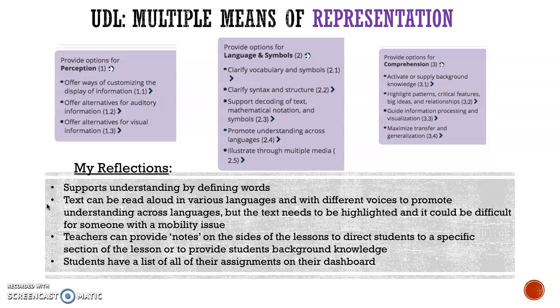But the text needs to be highlighted, and unless the student already has controls set up on their computer, it can be difficult for someone with a mobility issue to be highlighting all of that text, because even when I go through to do it sometimes, I have a lot of challenges getting things to stay highlighted while I click all the buttons. It can be a little bit challenging. Students can also make notes for themselves, and teachers can provide them notes, and they are notified when the teacher does this on the side of the lesson. And students have a list of all their assignments on their dashboard. So it is easy for them to go through and have the information processed and clearly understood for their expectations.